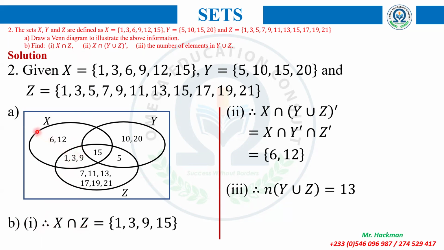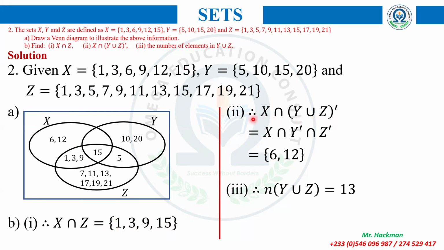X intersection Z will be where the circle for X and the circle for Z overlap, and they overlap here. Per our previous lesson, X intersection Z will be made up of 2 regions. So you list the elements here to make up your set. It will be 1, 3, 9, 15, then you bring your curly bracket. Then for II, we are asked to find X intersection (Y union Z) complement.